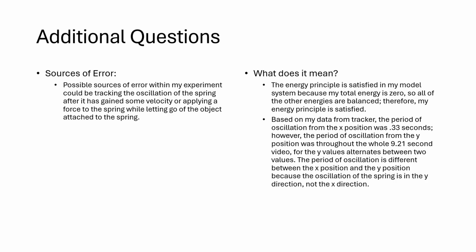And then based on my data from Tracker, the period of oscillation from the X position was only 0.33 seconds. However, the period of oscillation from the Y position was throughout the whole 9.21-second video because the Y value alternates between two values, so you can tell that there is oscillation within that. The period of oscillation is different between the X position and the Y position because the oscillation of the spring is in the Y direction and not the X direction.